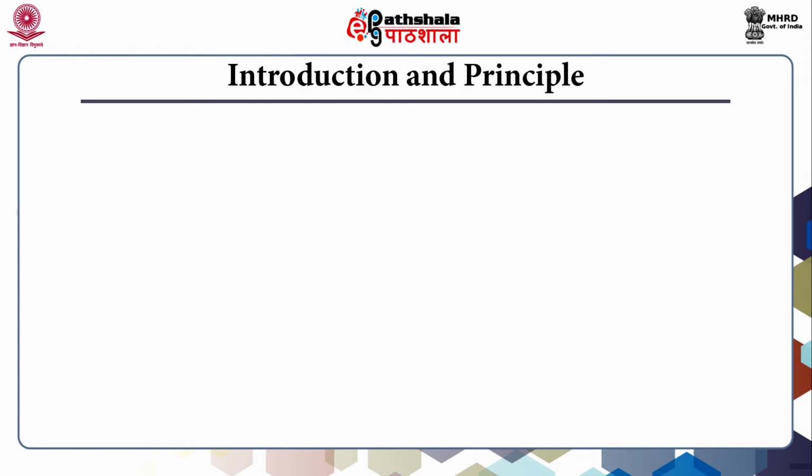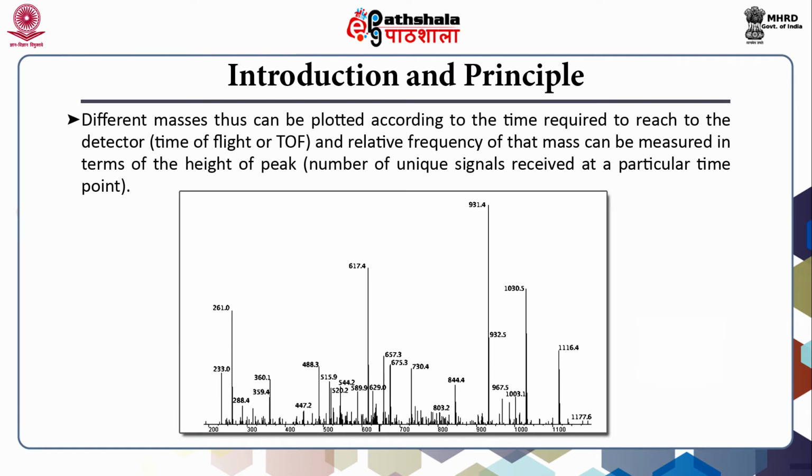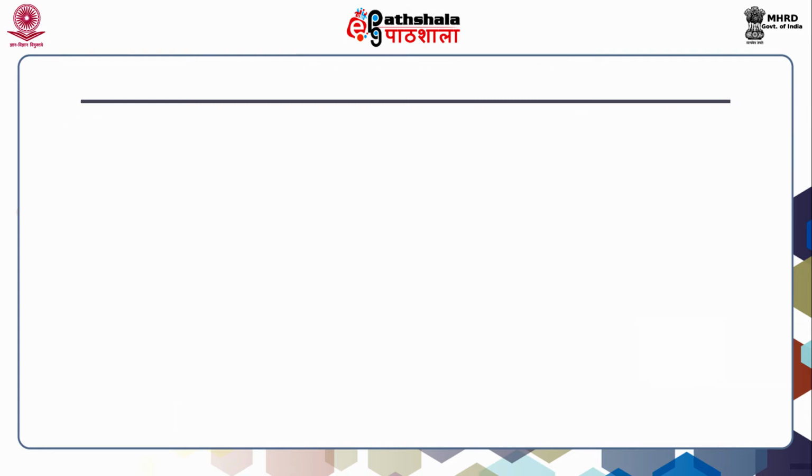So, I told you that different masses will travel through the mass spectrometer. These different masses can be plotted according to the time required to reach the detector, that is time of flight or TOF, and the relative frequency of that mass can be measured in terms of the height of the peak, that is the number of unique signals received at a particular time point. From this slide, everything will be very clear as to how these unique signals are received at a particular time point. Next part is instrumentation.